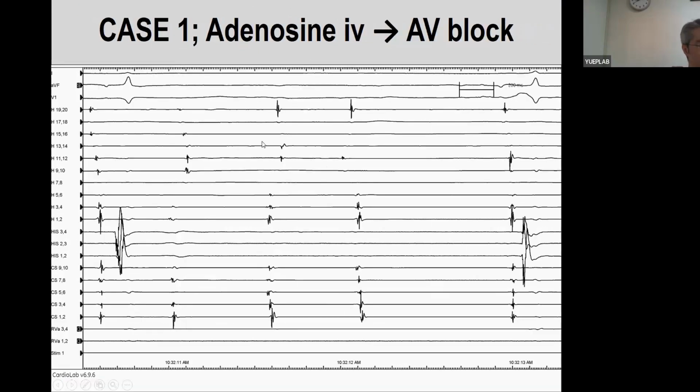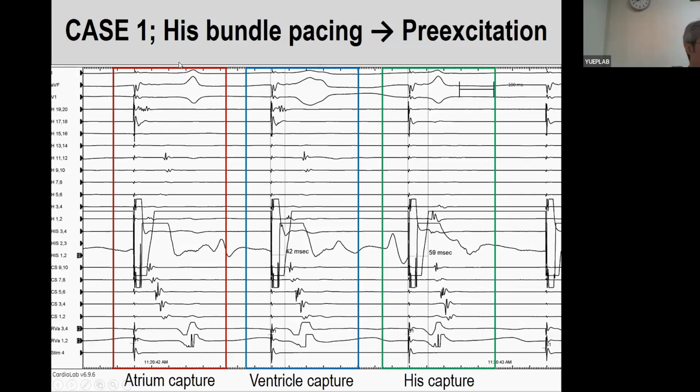We injected adenosine. We can see AV block just after adenosine injection. We conducted His-bundle pacing.